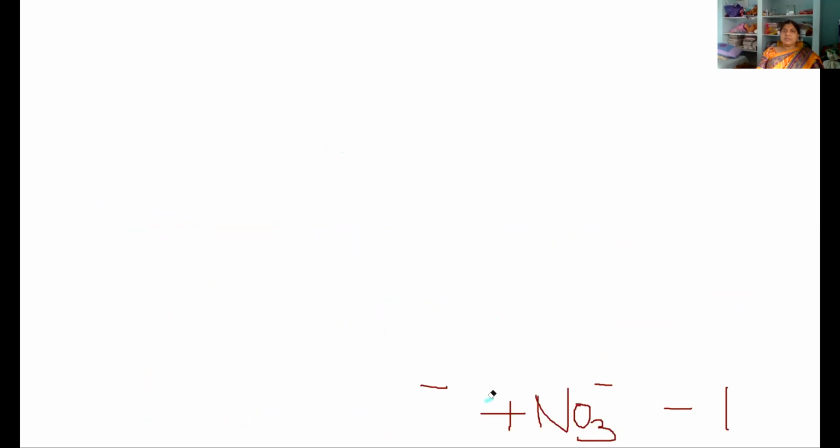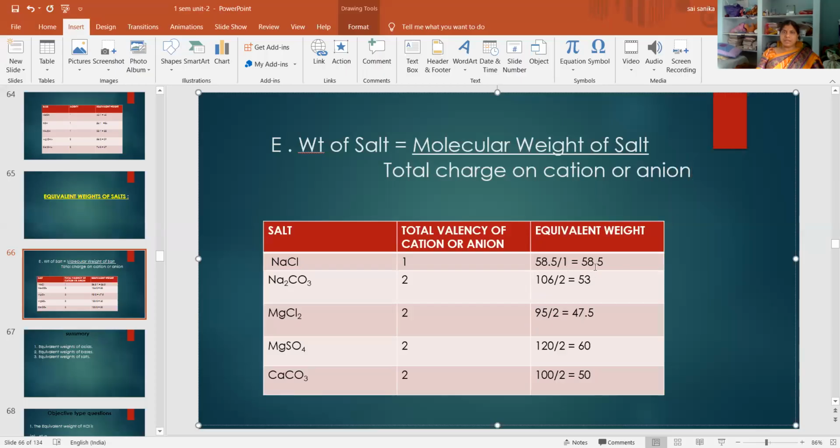Okay, so now we'll go to the slide PPT, then you'll see the equivalent weights of salts. Okay, so first one is NaCl. What is the molecular weight? 58.5 by 1, 58.5. Na2CO3, 106 by 2, 53. MgCl2, 95 by 2, 47.5. And MgSO4, 120 by 2, 60. CaCO3, 100 by 2, 50. So here also same. If charge is 1, both molecular weight and equivalent weight will be the same. If charge is different, more than 1, then equivalent weight and molecular weight will be different.